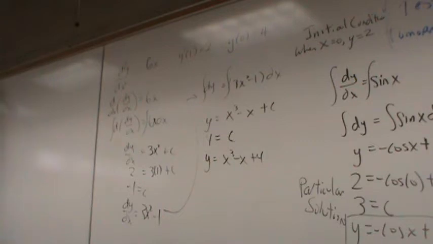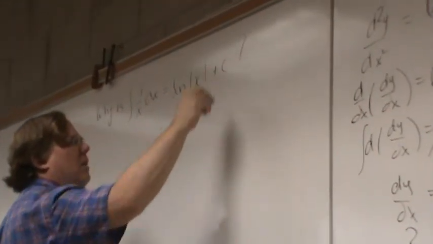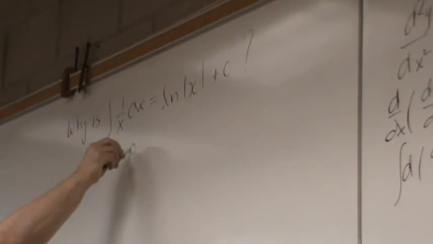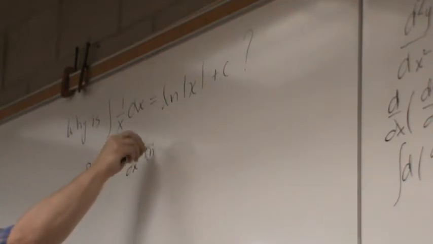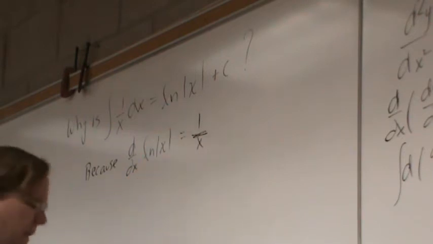Why is the integral of 1 over x dx equal to the log natural of the absolute value of x plus c? Why do I have to have that absolute value there? Why is the antiderivative of 1 over x equal to the log natural of the absolute value of x? I'll tell you why. Because the derivative of the log natural of the absolute value of x equals 1 over x. That's why.